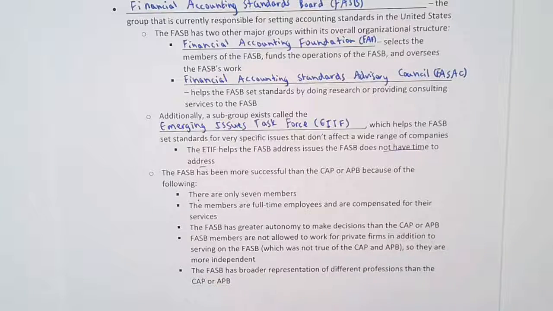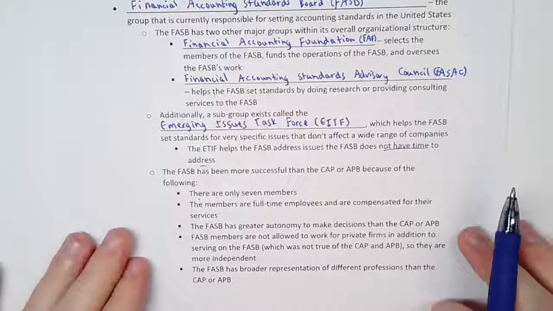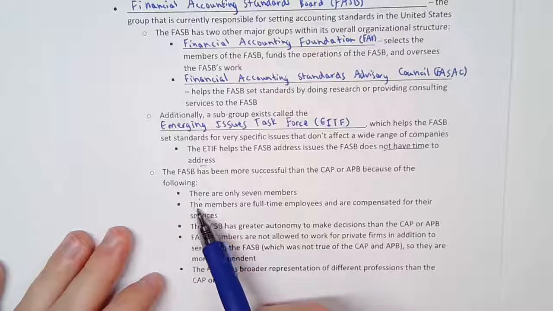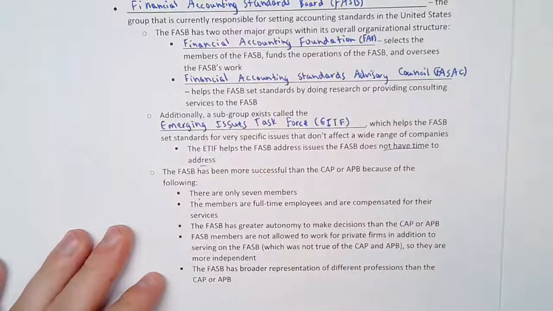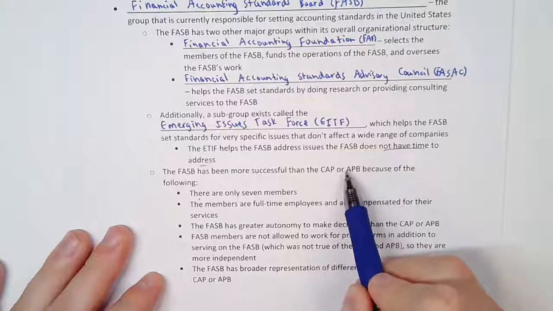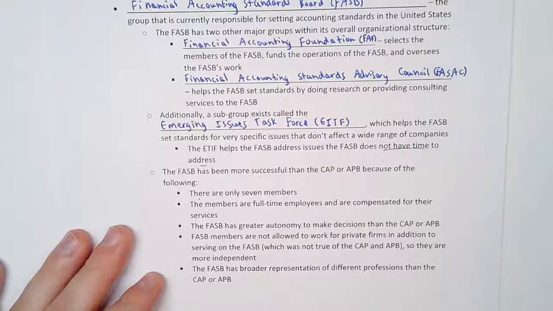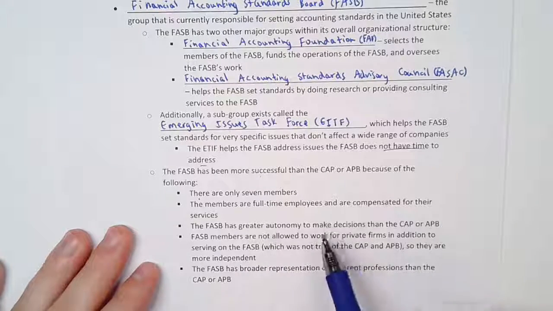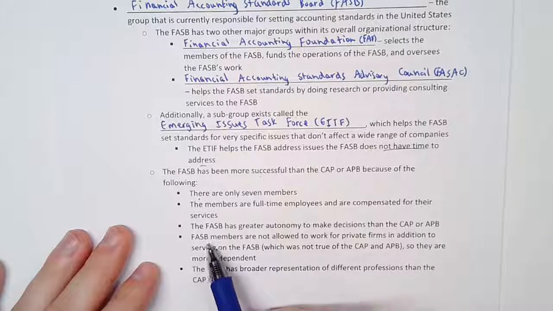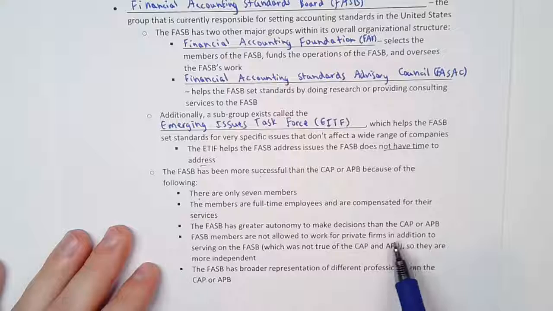The other thing that's good about the FASB is that the members are full-time and they're compensated for their services. Like we talked about before, on the CAP and the APB, these members were part-time and they were not compensated, which means they were not nearly as committed, right? The FASB has greater autonomy to make decisions than the CAP or the APB. Additionally, FASB members are not allowed to work for private firms in addition to serving on the FASB, which was not true of the CAP and the APB.